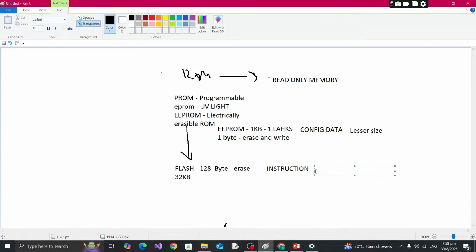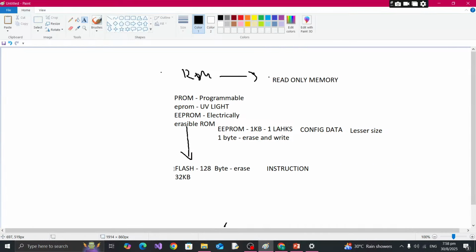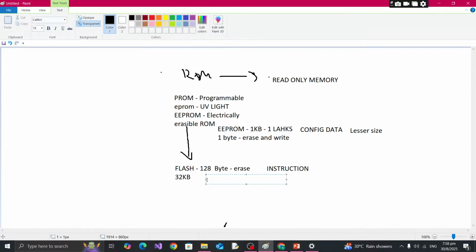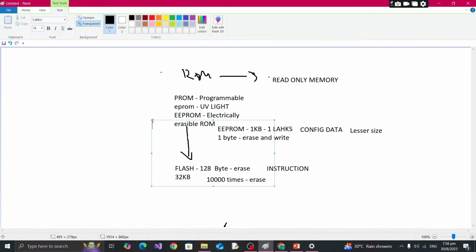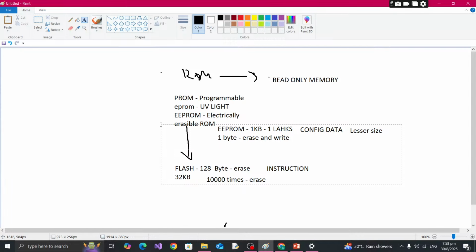But these instructions, if the temperature goes beyond some value you have to turn on the fan, are permanent. They will not change regularly or often. So we use these instructions inside our flash, because flash can take only 10,000 erases. Beyond that, if we erase it, it will corrupt, and our flash will not work anymore. Got it? So EEPROM we can erase 1 lakh times, and flash we can erase 10,000 times. According to our requirement, we use flash and EEPROM in our Arduino, ESP32 or every other microcontroller.